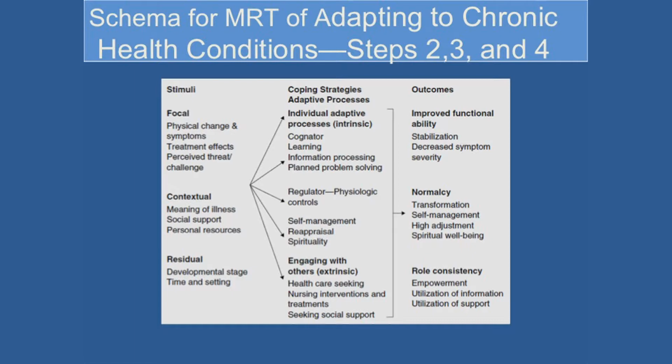The last column then includes the outcomes. The coping strategies then lead to the outcomes: improved functional ability, stabilization, decreased symptom severity, normalcy in terms of transformation, self-management, high adjustment, and spiritual well-being. In the role function mode, role consistency included empowerment, utilization of information, and utilization of support.